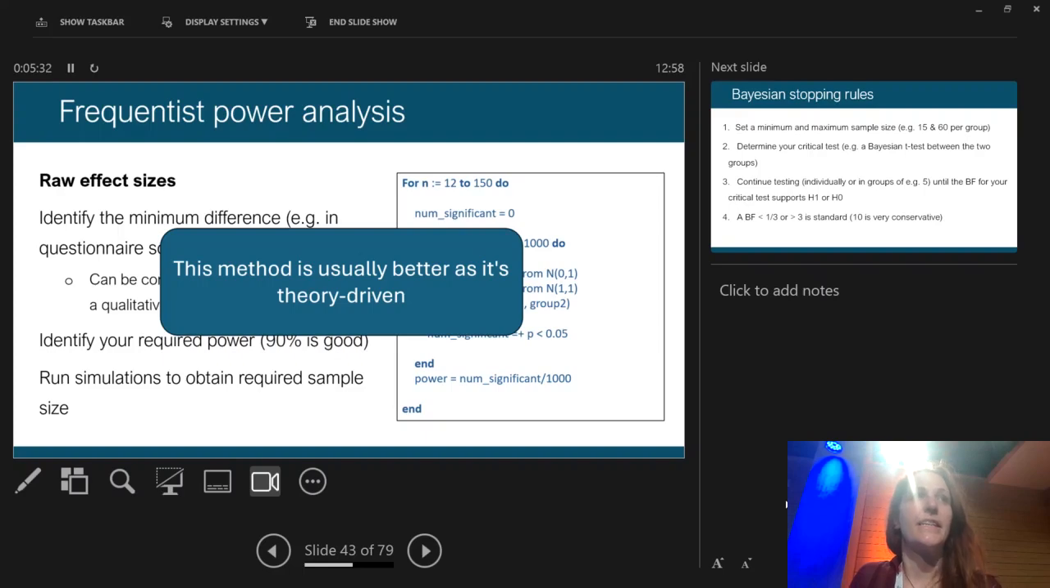This method is quite nice because it's theory-driven, so you're deciding what your bar graph or your line chart or whatever in the end is going to look like, and then basing your power analysis on that.